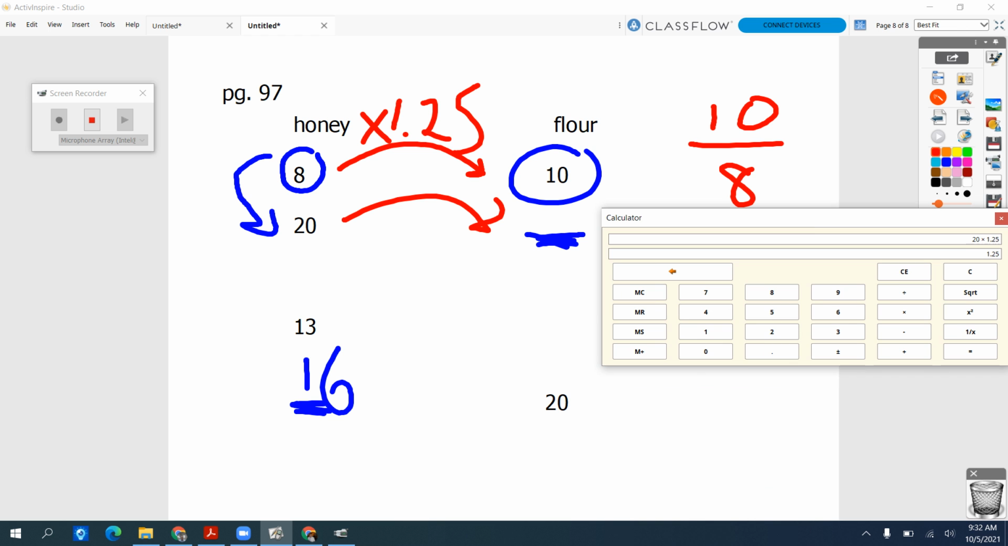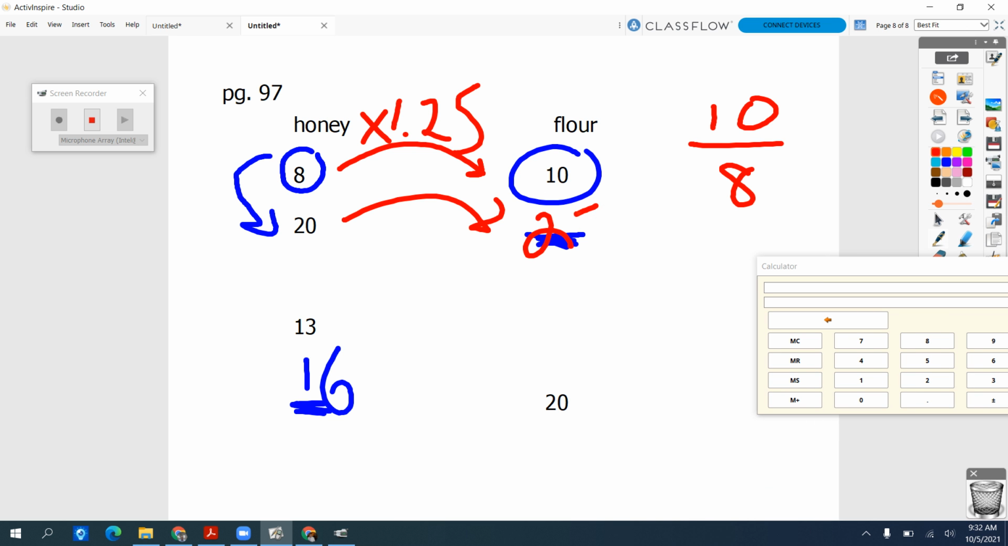1.25. And you get an answer of 25. Boom, done. Now I know if you use 20 honey, you've got to use 25 flour. Notice, by the way, that the difference between honey and flour in this row is 5. The difference between the honey and the flour in this row is 2.